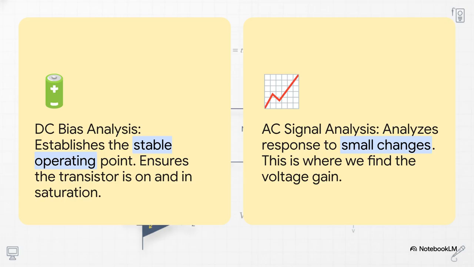This whole process, called biasing, is just to make sure the transistor is turned on and happy in the right operating region. Then there's the second world, small signal AC analysis. This is the main event. This is the action. Here we look at how the circuit reacts to our tiny little input signal. This is where we find the all-important voltage gain. So DC sets the stage, AC is the performance.